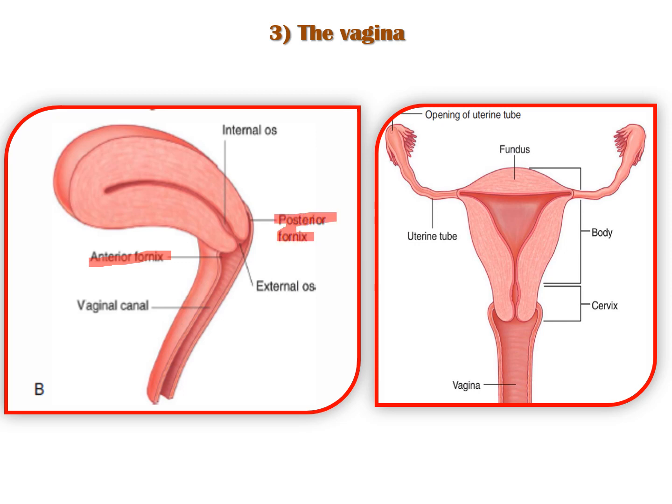The posterior fornix is the deepest of the fornices, and the posterior fornix is the site for ejaculation and to collect the seminal fluid. And here these are the two lateral fornices that are present between the lateral side of the cervix and the vagina.